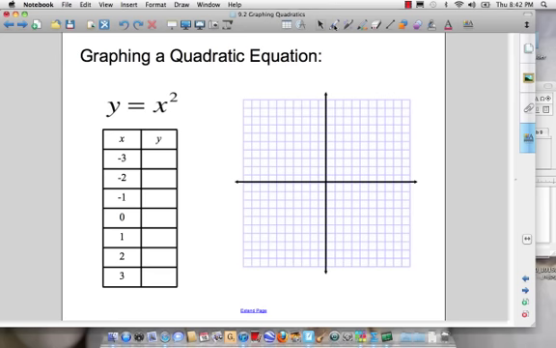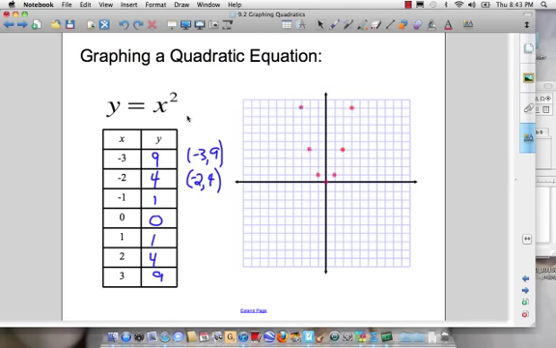So let's think about what the y values would be for these x values. If you plug in a negative 3 for x and square it, well, negative 3 times negative 3 is positive 9. If we plug in a negative 2 for x, squaring negative 2 gives us 4, squaring negative 1 gives us 1, 0 squared is 0, 1 times 1 is 1, 2 times 2 is 4, and 3 times 3 is 9. So that means the points that we need to graph are (-3, 9), (-2, 4), and so on. So let's see if I can find those points here somewhere.